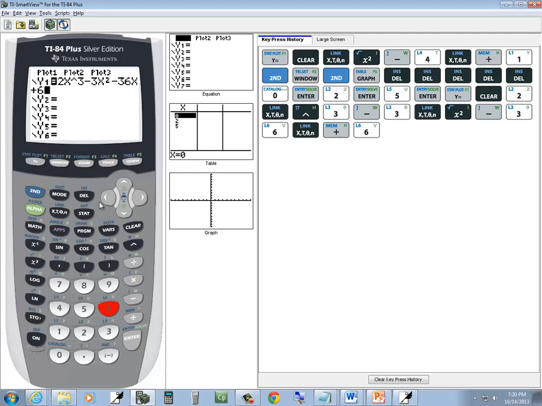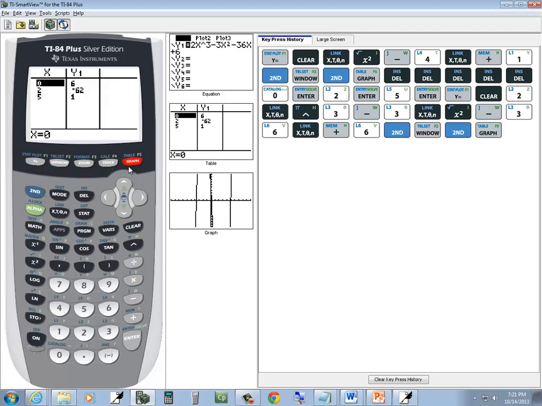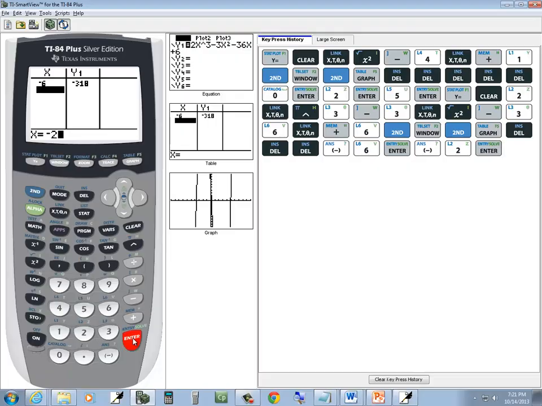Now I want to make sure that my table setup is correct. So I'm going to do second window to go into table setup. And we want independent to say ask. If it doesn't already say ask, down arrow to that line, right arrow, put your flashing cursor on the ask and press enter one time. Now we're going to go into the second graph to go into table. Now press delete to clean out those old ones. And we're plugging in negative 6, enter, negative 2, enter, 2, enter.